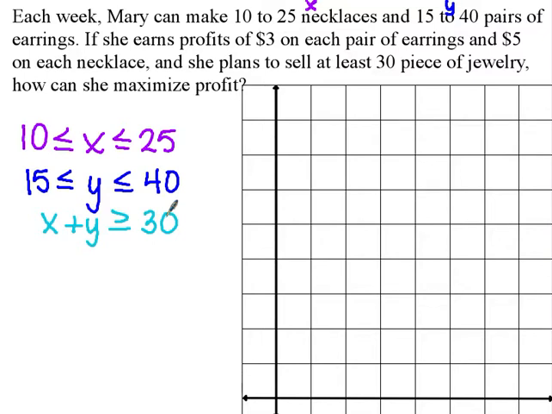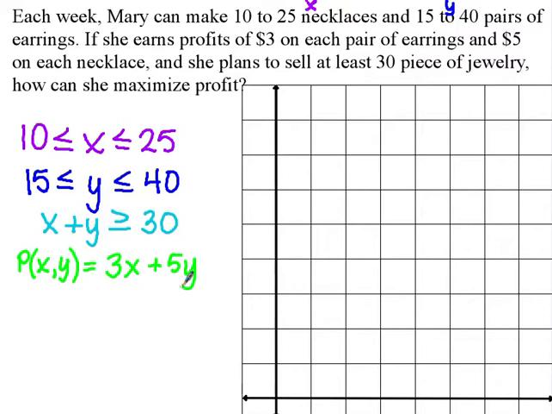Now what we need to do is come up with our maximizer, or our profit. So our profit equation is going to use the dollars. So in this case, the profit is going to be 3x, yes, good job. And then, plus what?